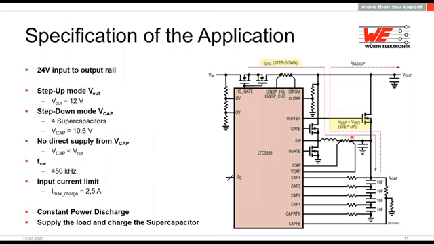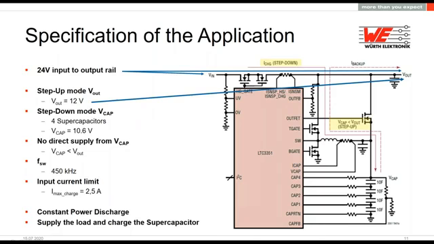So this is the specification of our demonstration. We have 24 volt at the input and the output rail. So in normal operation, we have the same output voltage as the input side. The voltage in step up mode, so in failure mode, is 12 volt for industrial supply controls, and the supercapacitor bank voltage is 10.6 volt.